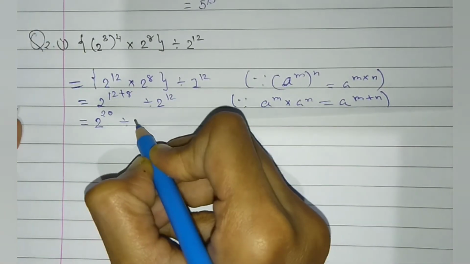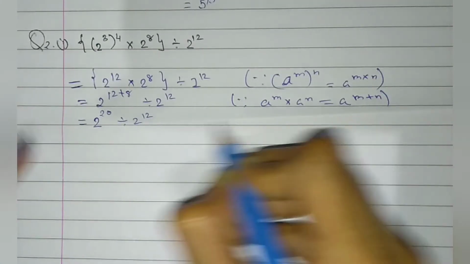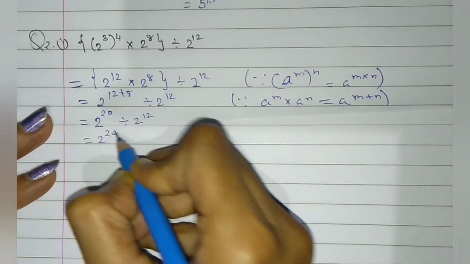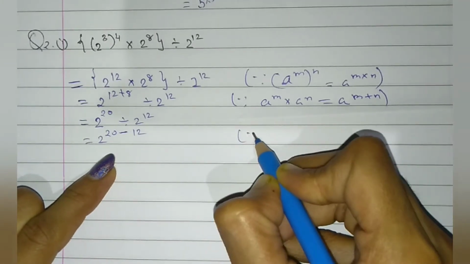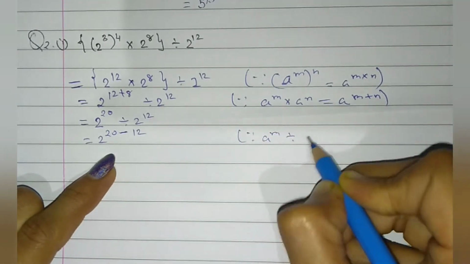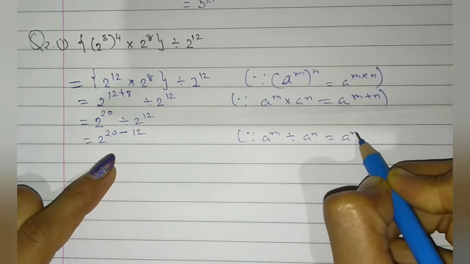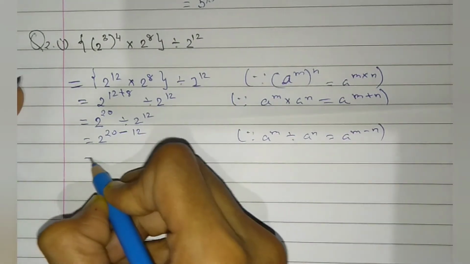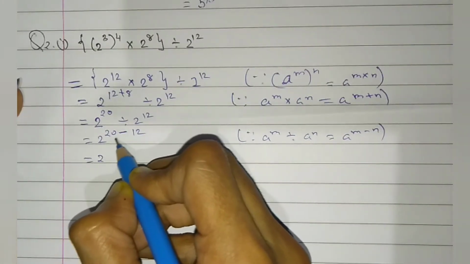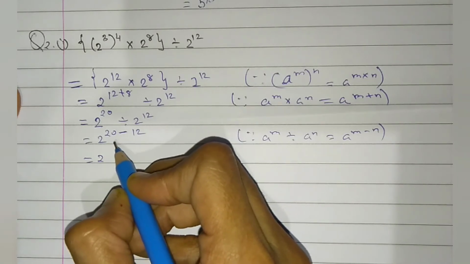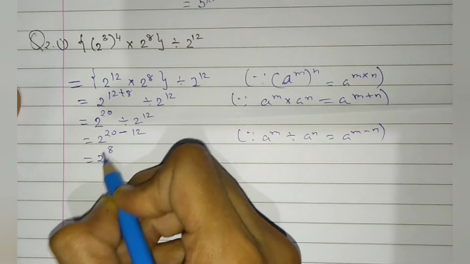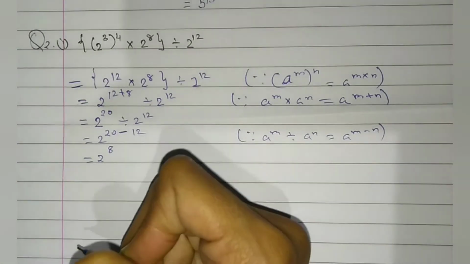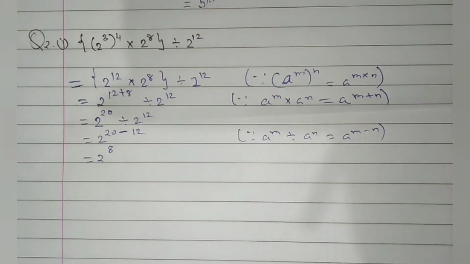20, divided by 2 raised to 12 equals 2 raised to 20, divided means minus 12. So a raised to m divided by a raised to n equals a raised to m minus n. So equal to 2 raised to 20 minus 12, which is 8. So 2 raised to 8 is the answer.